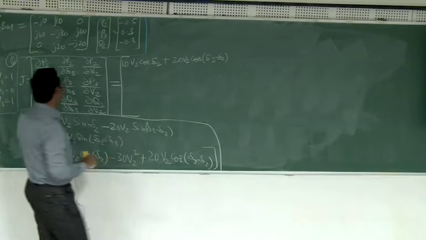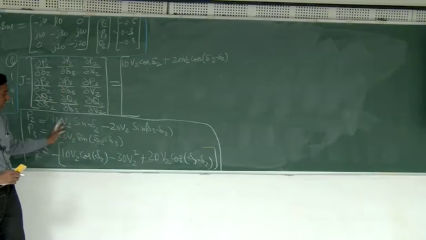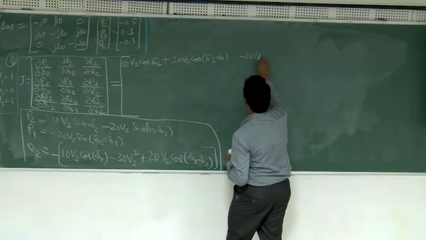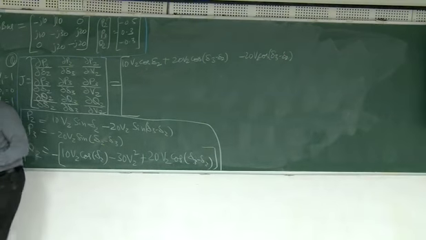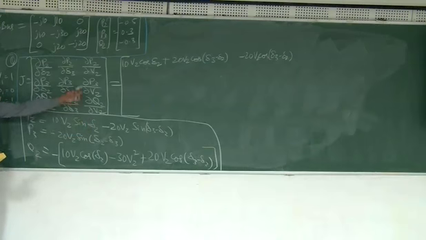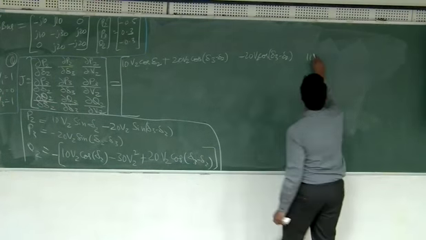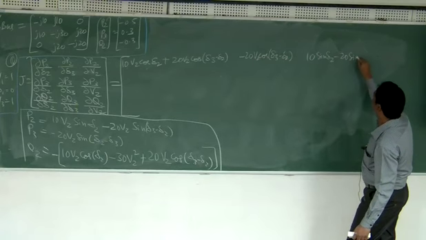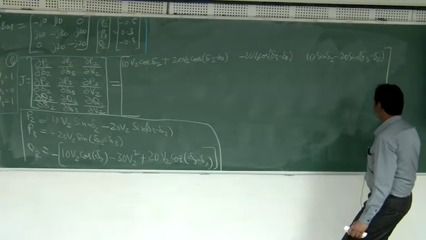What is the second term of the Jacobian matrix? Differentiate this one with delta 3. This term is constant, so 0. This term will be minus 20 V2 cos of delta 3 minus delta 2. So this is my second term of the Jacobian matrix. Then differentiate with V2, the third one. Just V2 will be removed, so I can write 10 sin delta 2 minus 20 sin of delta 3 minus delta 2.